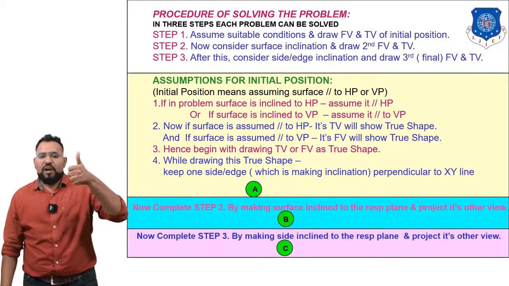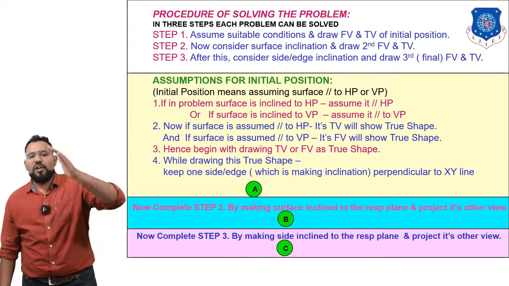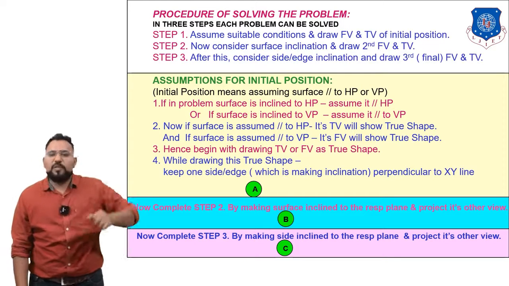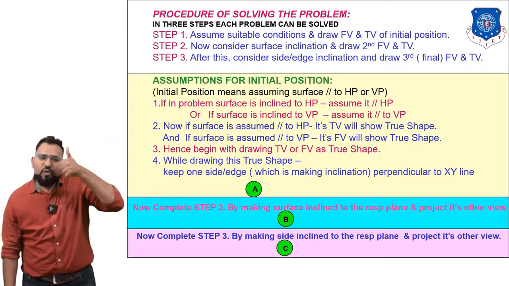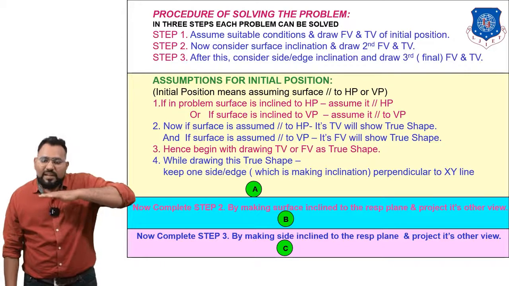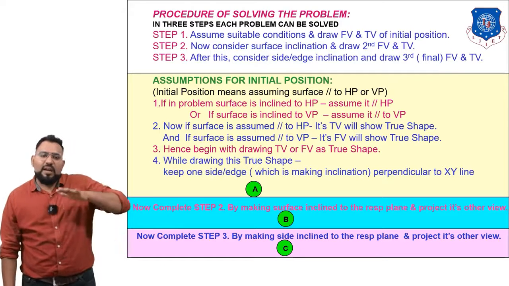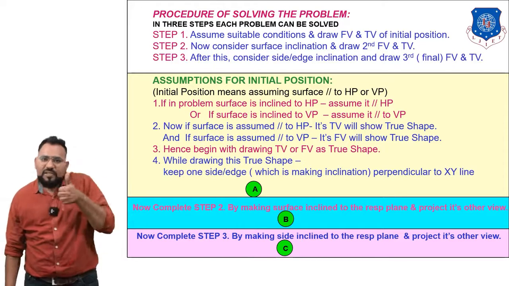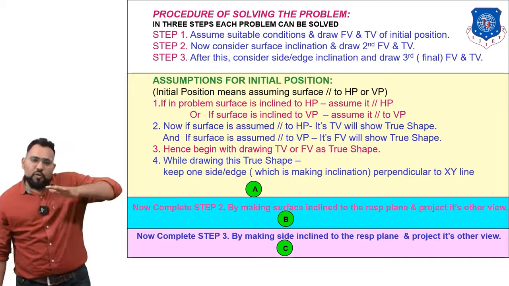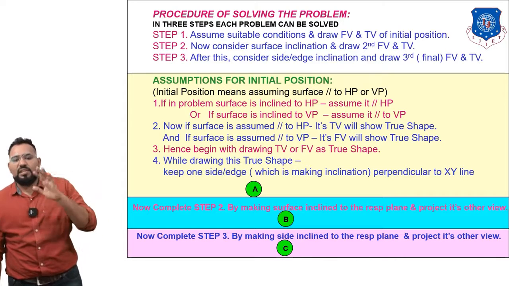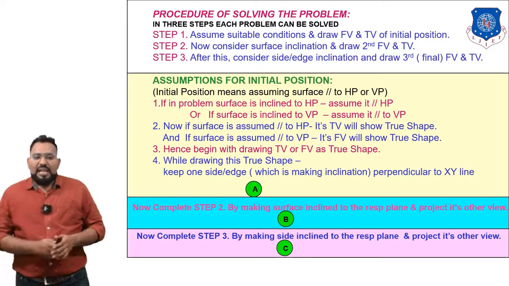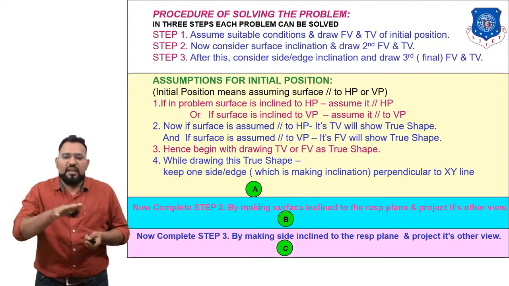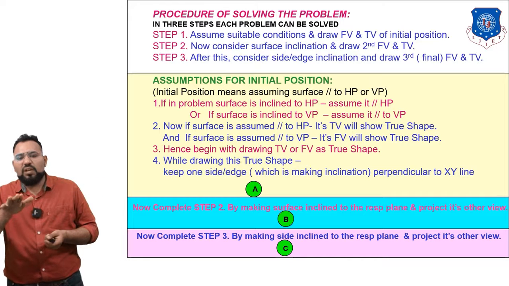In step 1, assume a suitable condition and draw the front view and top view of the initial position. If in the example he says the surface is parallel to HP, then in the first stage you have to draw a projection by considering the surface parallel to HP. If he says that the surface is parallel to VP, then in the first stage you have to draw a projection by considering the surface parallel to VP. This is what he is talking about in step 1. In step 2, consider the surface inclination and draw the second front view and top view. In the third stage, consider the side and edge inclination and draw the third front view and top view.